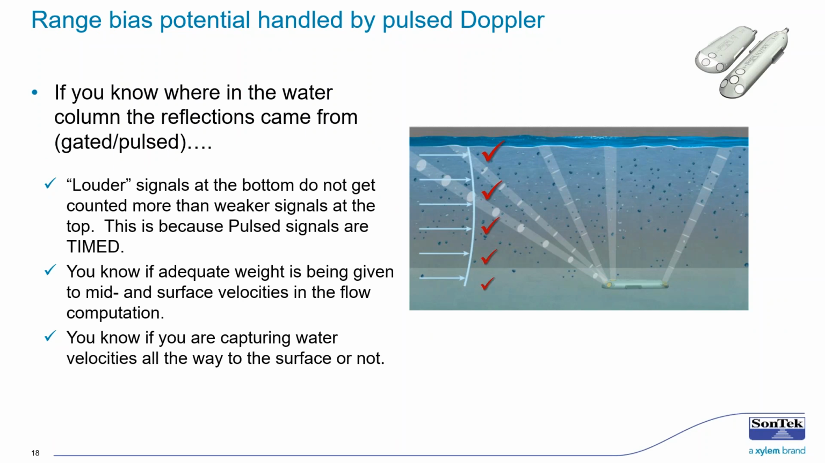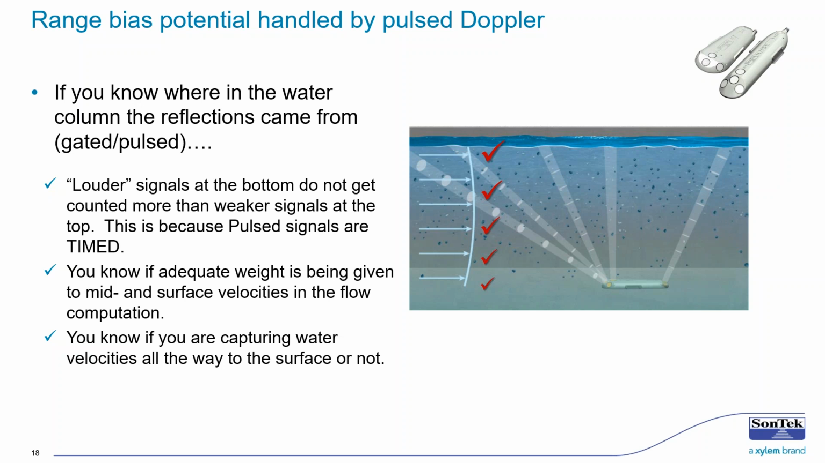So how do pulsed Dopplers handle this problem of range bias? I think it's important, again, like we discussed, to understand that the IQ and other pulsed Doppler instruments measure in layers. And there's a real strong reason for that. If you know where in the water column the reflections come from, louder signals near the bottom don't get counted more than weaker signals at the top. This is because the pulse signals are actually timed.